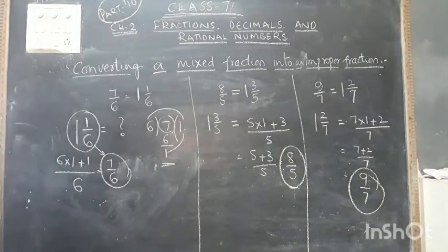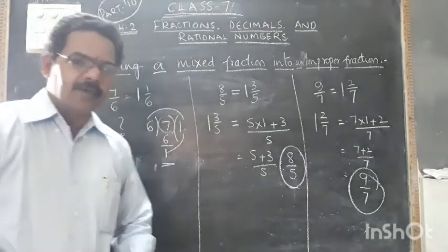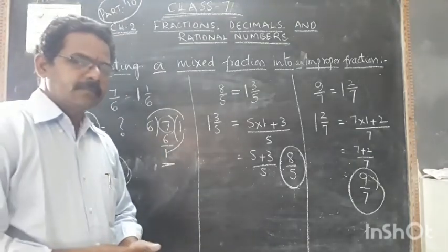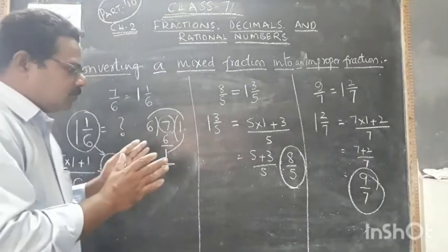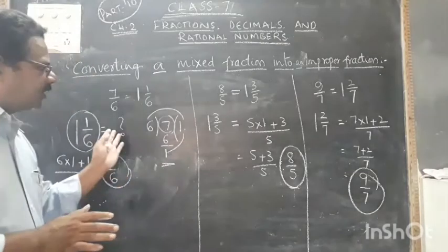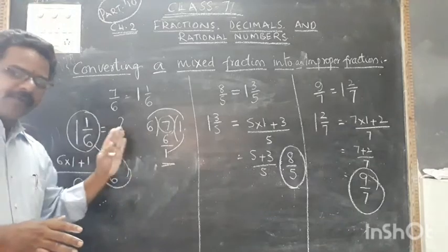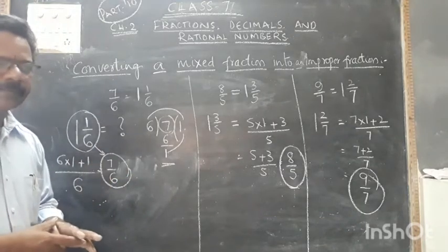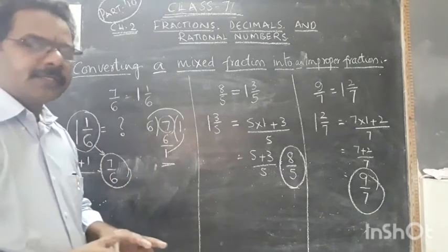Okay. Understood, all of you? Can you do some examples if I give? Okay. So I think you understood how to convert an improper fraction into a mixed fraction and a mixed fraction into an improper fraction. What about a proper fraction?